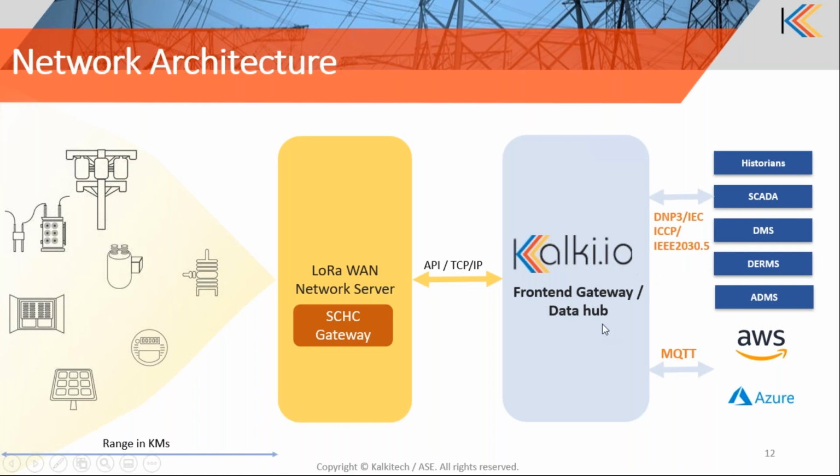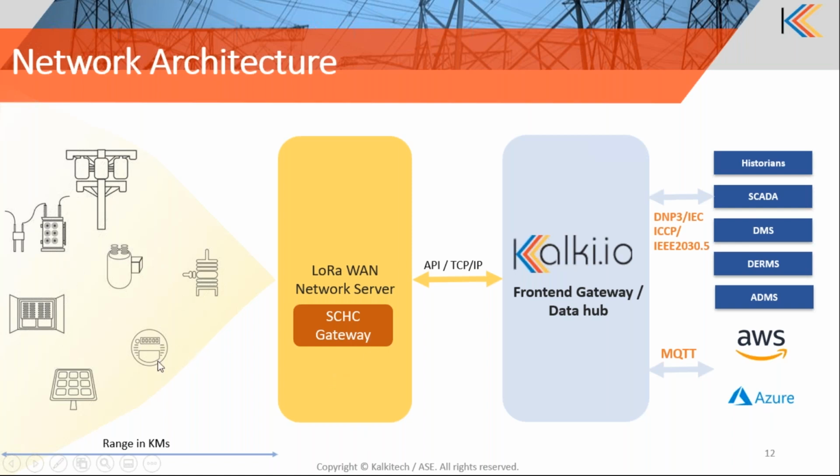So the Kalki.io front-end gateway has interfaces to connect with the LoRaWAN network server, take the data and give it out to the OT systems. If you want to interface with an IT or IoT network or systems, you can use MQTT interfaces from the front-end server and take the data out to IoT platforms like the AWS platform or Azure IoT platform.